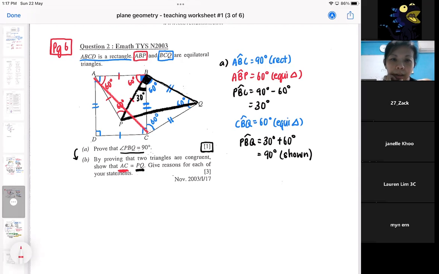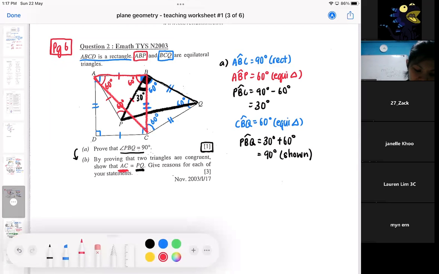I will choose ABC. So if you take a look, I will choose ABC. Why do I say that I will choose ABC? Because I think I got the information there.